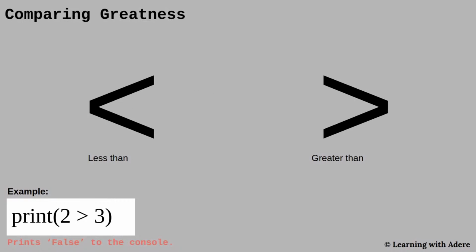I'm using the print function in this example down here, and we're making a comparison. These are two comparison operators. We're printing 2 greater than 3. We're basically asking if 2 is greater than 3. We want it to print out, and it prints out false to the console because that is false. 2 is less than 3, not greater than 3.